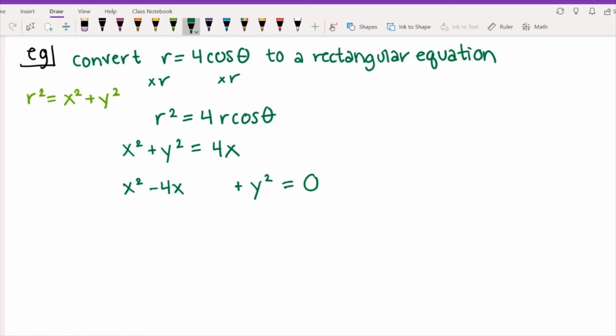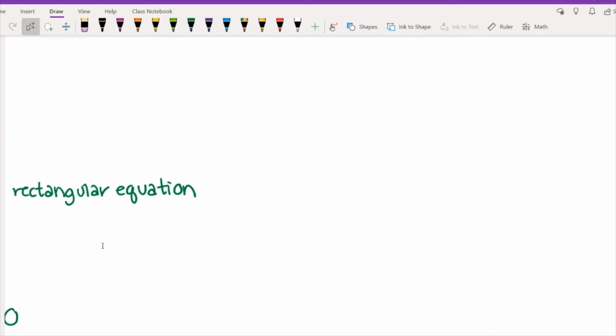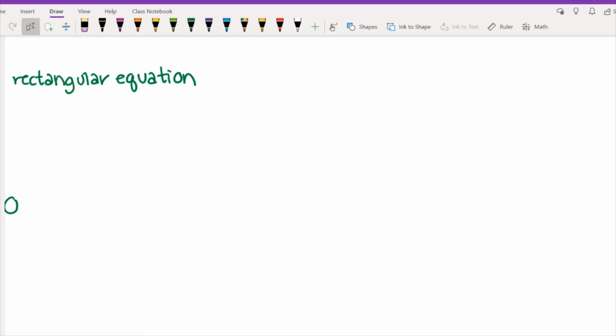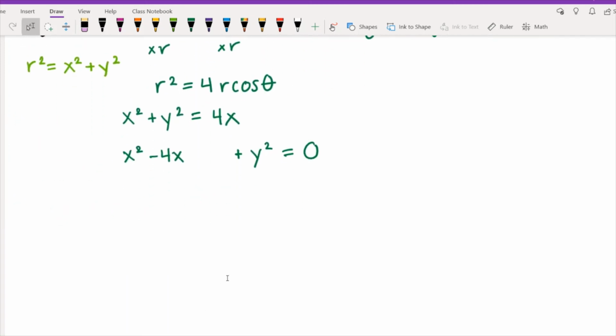Basically, to give you an idea of how we would know to go in this direction, we know that when you have x squared plus y squared is equal to a number, that's a circle. Like x squared plus y squared is equal to 9 or something like that. That's a circle. And so we want to force this to look like a circle equation. So what are we going to do? We're going to complete the square.